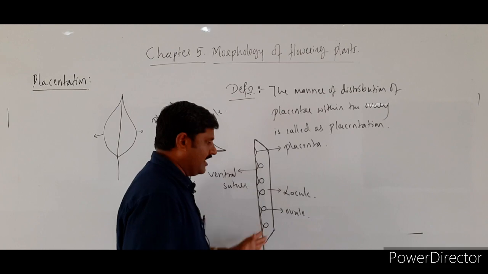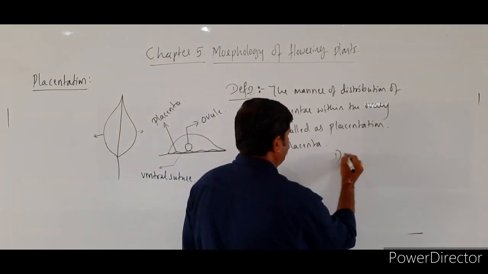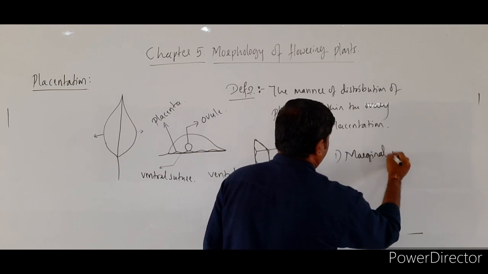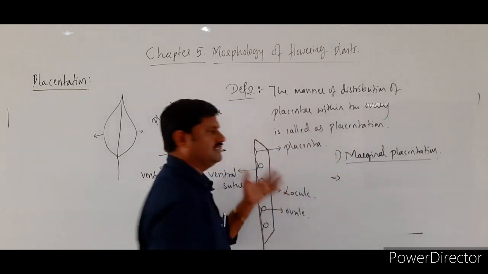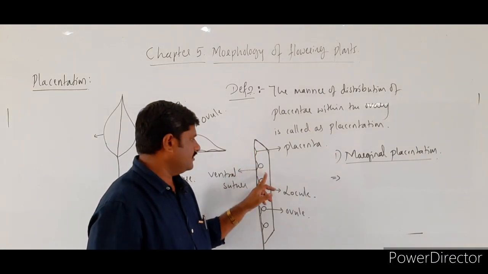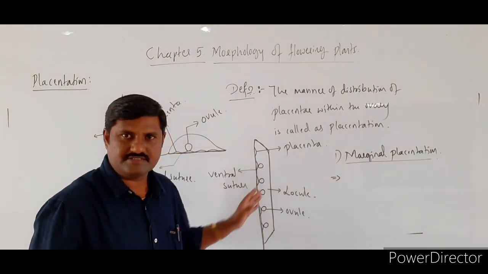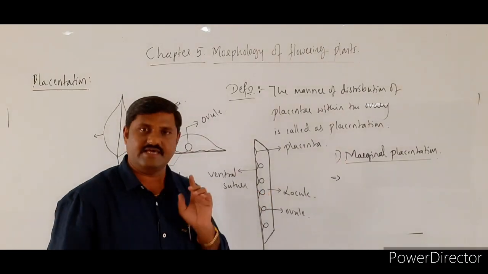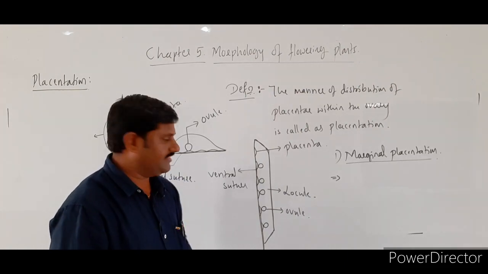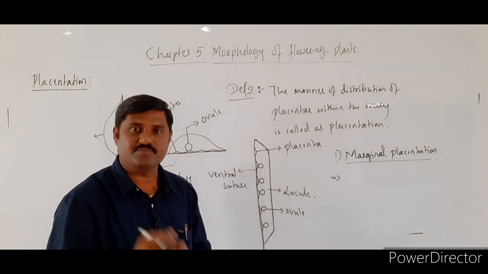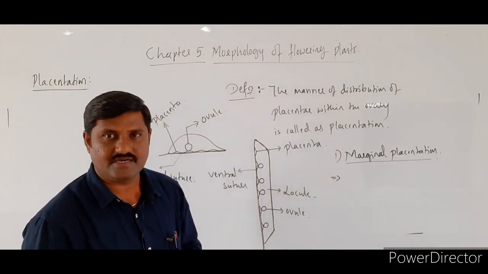One example I have taken over here shows one type of placentation, that is marginal placentation. What is marginal placentation? Here in this fruit, you are seeing the ovules or the seeds arranged over here. How many locules does it have? Single. In a unilocular ovary, if the distribution of placentae takes place on one margin, then that type of placentation is called marginal placentation.